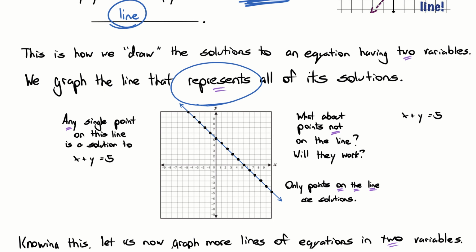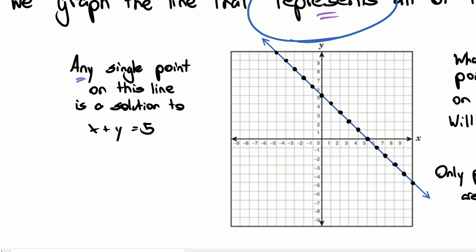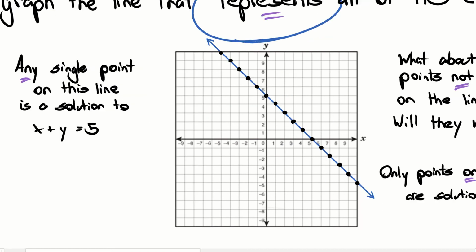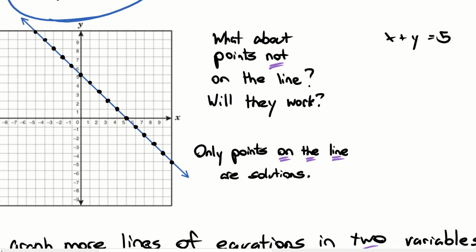We have goals, we have dreams, we have things we wish to accomplish. So we're going to bypass the fact that we have to just sit there and list every single one and just simply draw the line that represents it. Any single point on this line right here is a solution to x plus y is equal to 5. We just guaranteed that. What about points not on the line? Will they also work? Well, let's find out.